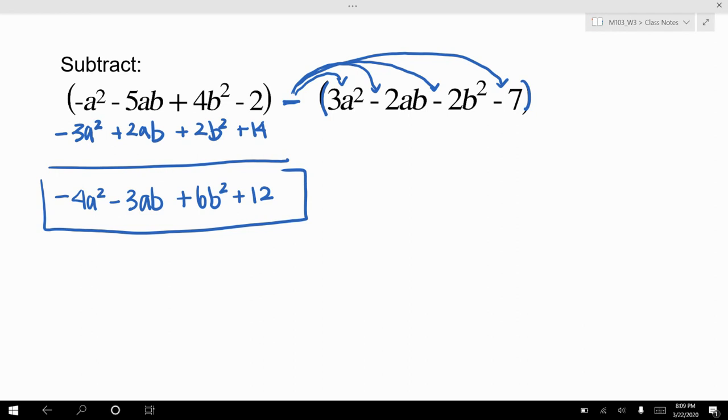Subtraction, a little bit different. You have to first distribute the negative all throughout. If this had 27 terms, you're going to distribute that negative all throughout and then combine the like terms going down each column by adding the coefficients.